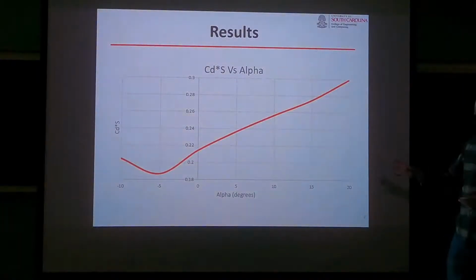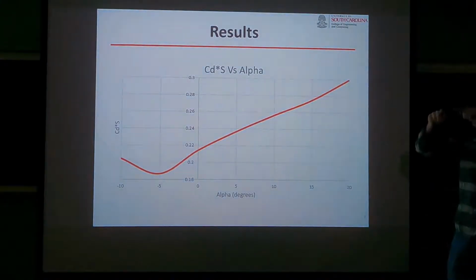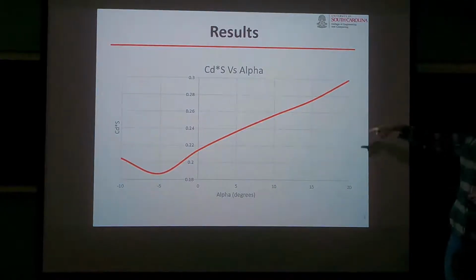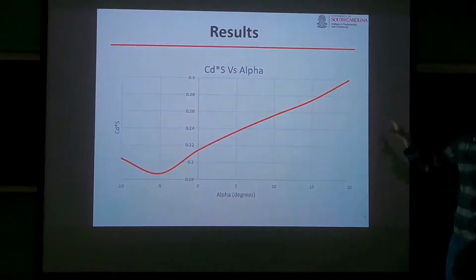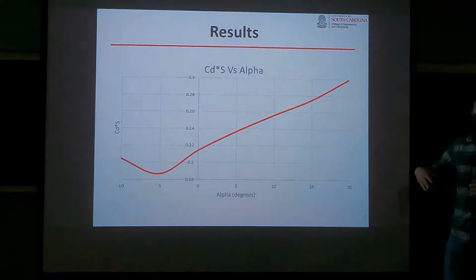So you can see from -10 on the left to 20 on the right, and the actual graph of CD versus alpha looks fairly similar to this. It has a parabolic dip, and then it goes relatively linear. You can see that we have a couple of dips in our line. It's not entirely linear, and I assume that has a lot to do with the error in our setup and some of the voltage readings.